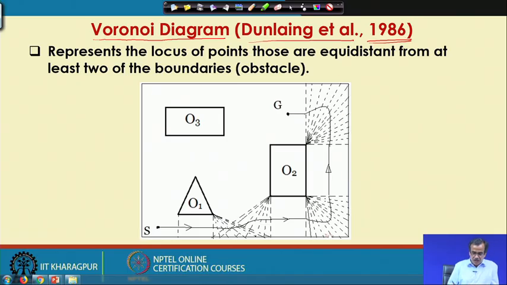Now, here the problem is something like this. Supposing that this is the field, and I have got one robot, say a point robot, and this is the starting position of the robot, and its goal is denoted by the point G. Starting from the point S, it will have to reach the point G by avoiding collision with the obstacles. Here we are just going to consider three static obstacles, O1, O2 and O3.